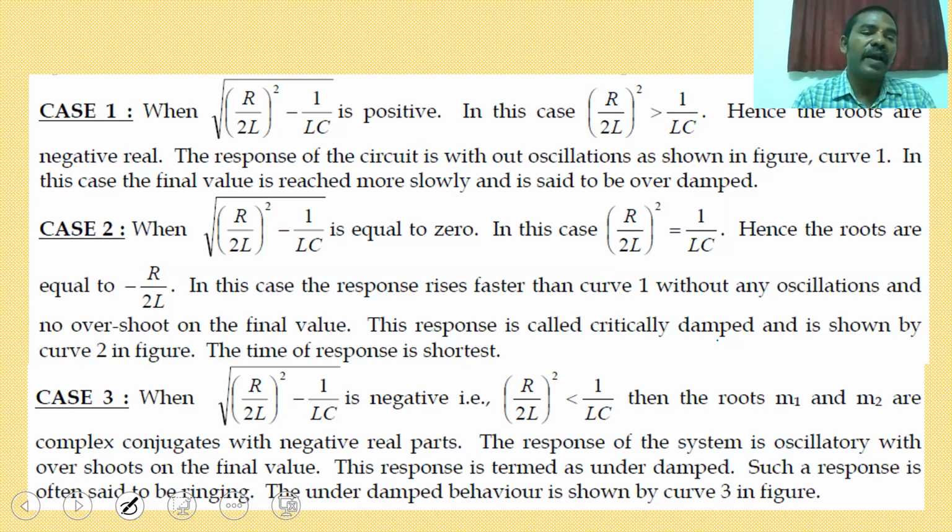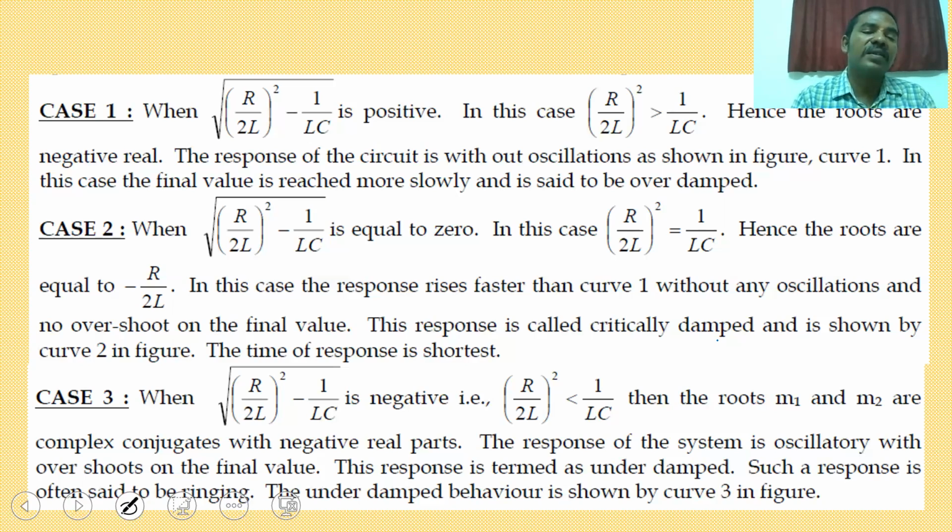Overdamped condition. Okay. Then if the radical root of (R by 2L) whole square minus 1 by LC is equal to 0, then (R by 2L) whole square must be equal to 1 by LC. So the roots are equal, m1 and m2 are both minus R by 2L. Okay. So this is called the critically damped condition.